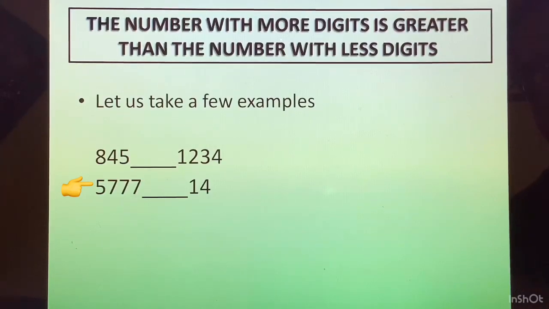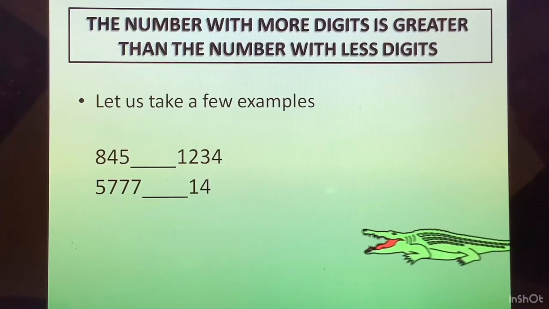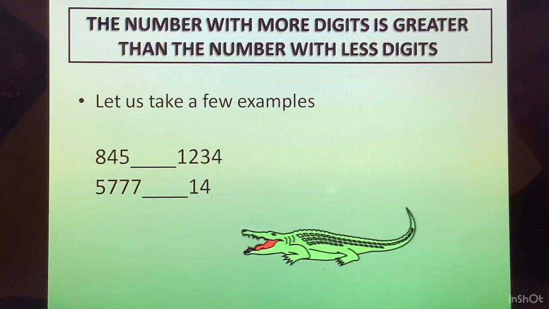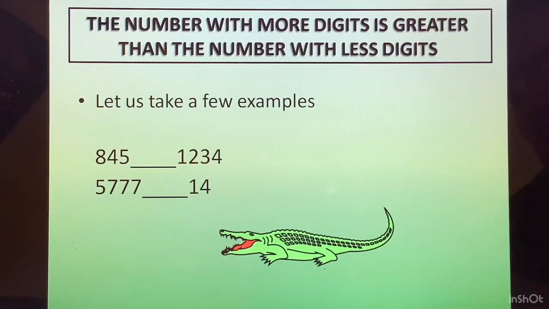Now how will we write which is greater? The alligator is going to help us. Look at the open mouth. So the alligator will try to eat the number which is bigger. So this symbol, you can imagine it as the open mouth of the alligator. In the first case, the number on the right was bigger. And in the second case, the number on the left was bigger. And this is how we will write it.